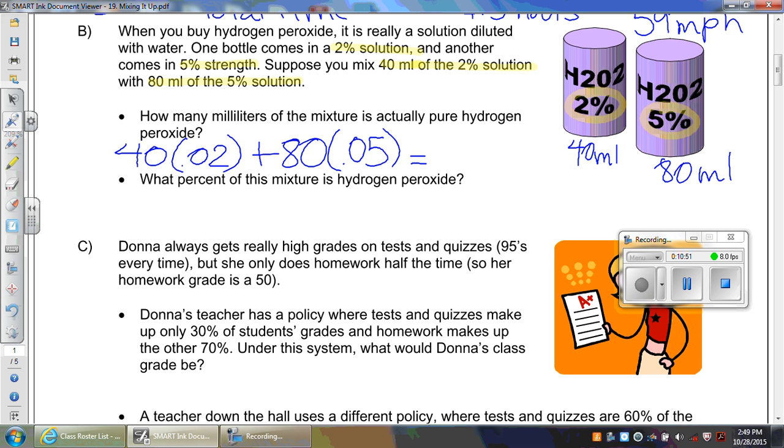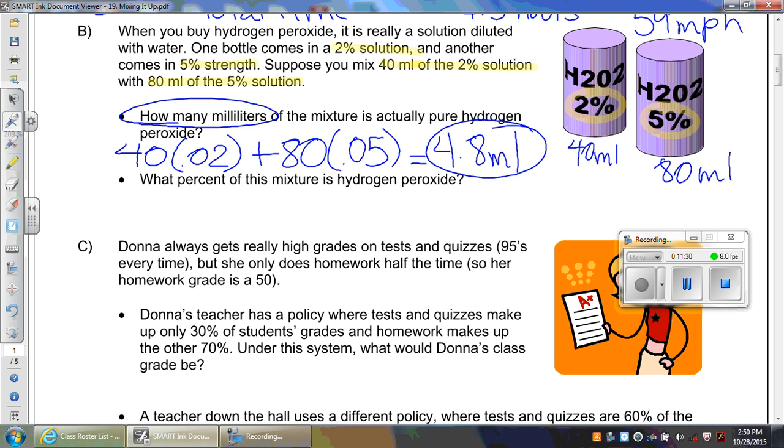And I would like for Javier to give me the answer. 48. Yeah. 4.8. Yeah, 4.8. Okay. So what will be the units, guys? Milliliters. So remember the question, how many milliliters? All right, next question, what percent of this mixture is hydrogen peroxide?